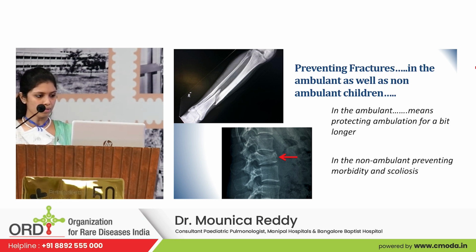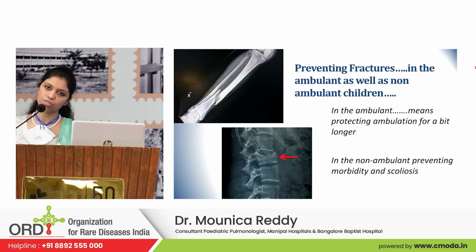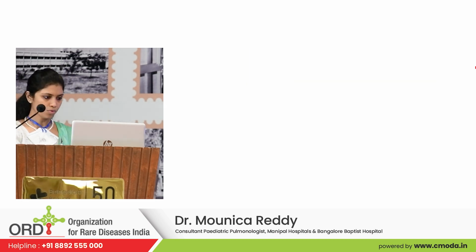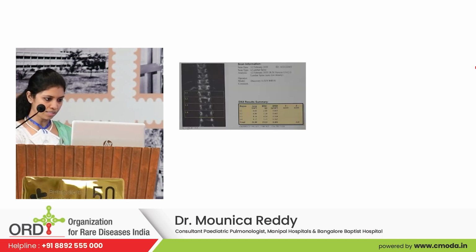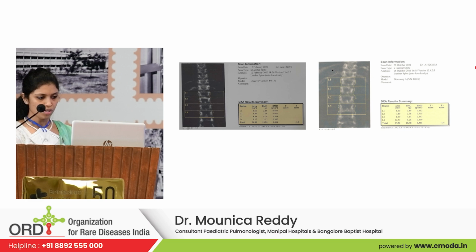So this is an example. We do serial DEXA scans for our children with SMA. So what do we do? As you can see in this report, the spine has been taken for the DEXA scan, and this is reported in the pediatric age group in Z scores. In adults it is reported in T scores. The Z score here is reported as minus 1.0. If the Z score is less than minus 2, it is a significant finding, it is osteopenia in children.